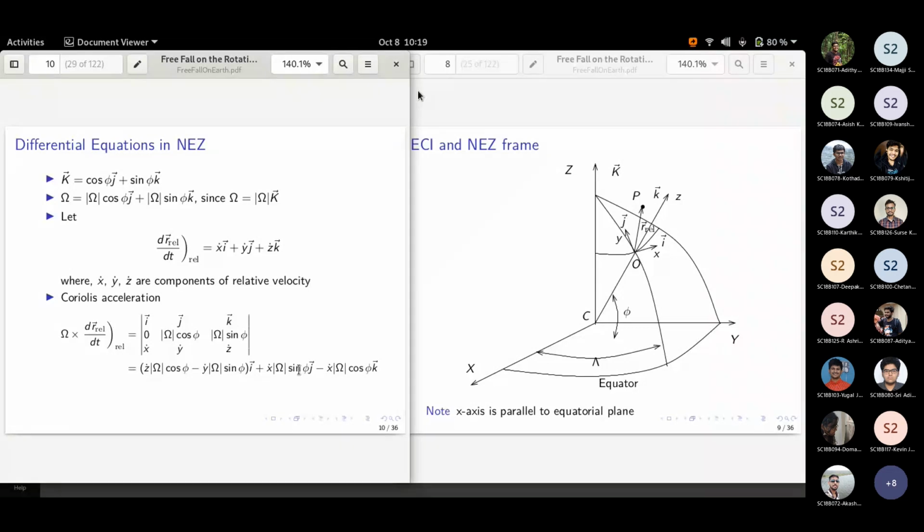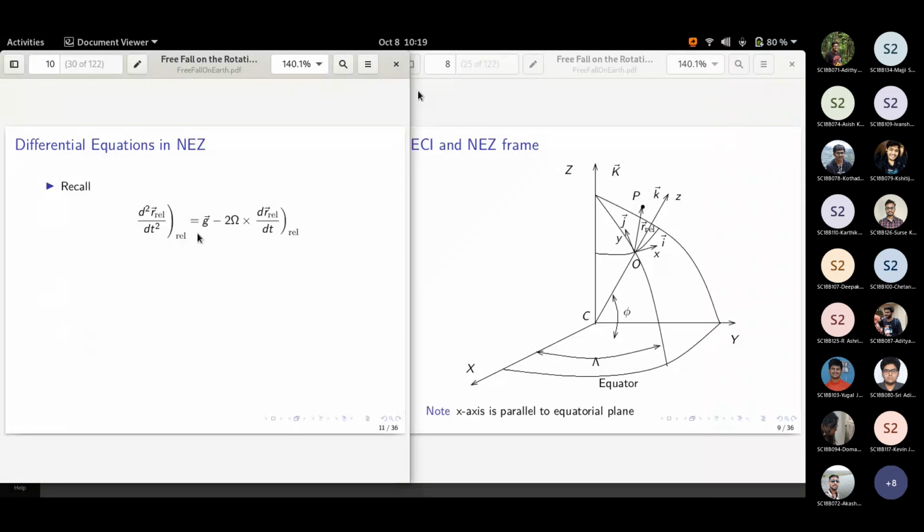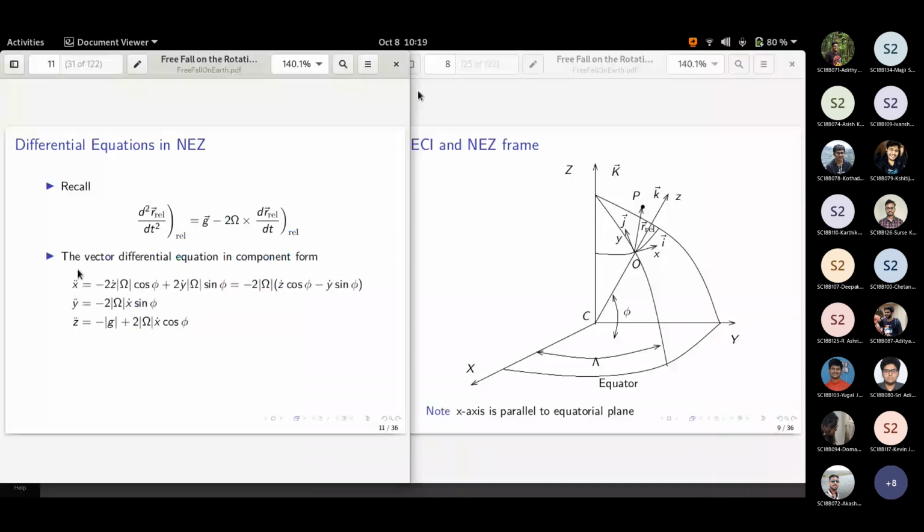So you can go and verify that this expression is obtained from this determinant. So this is the differential equation we are trying to solve. Now we have computed this expression as well as the g. Let us substitute it. If you separate out the expressions, what we obtain is x double dot, y double dot, z double dot.